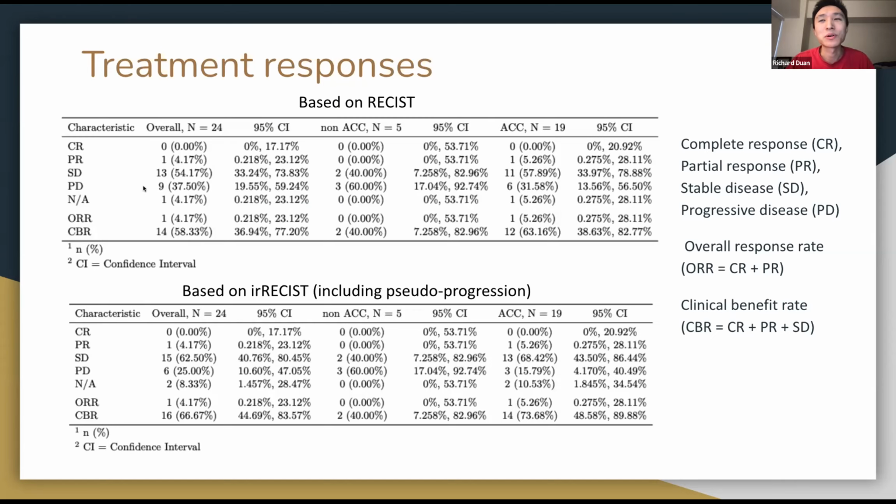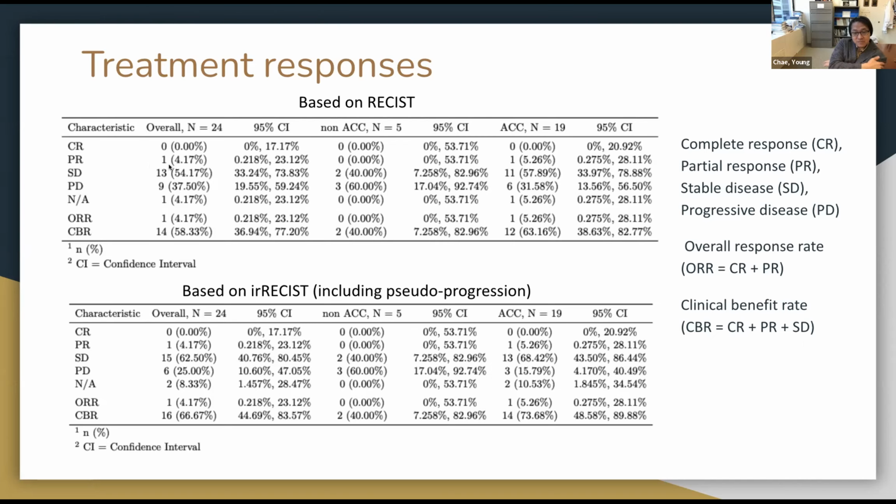So they did it based on RECIST criteria and iRECIST criteria, looking at complete response, partial response, stable disease, progressive disease, and then NA. I think they passed away too quickly to have any kind of analysis like this. And then they have overall response rate, which is complete and partial response, and then clinical benefit rate, which is complete response, partial response, and stable disease.